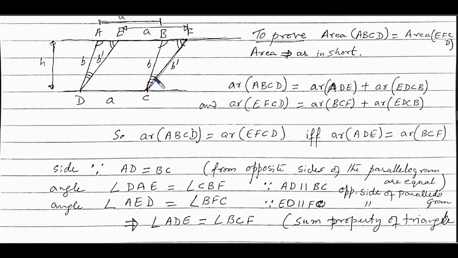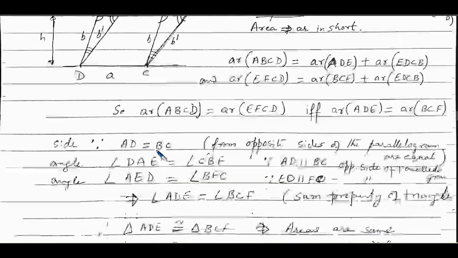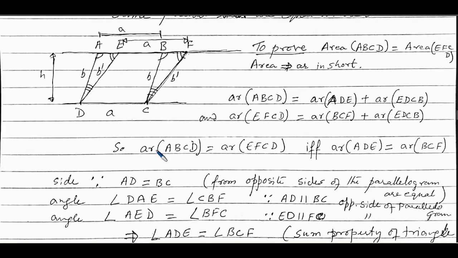So from side, angle, side, these two triangles are the same. So one can show that these two triangles are congruent. Since these two triangles are the same, this area plus this area will be the same as this, because this is common, plus this area. So here is what I have written. How do you show that? I have shown that AD is equal to BC, because opposite sides of a parallelogram are equal. So this is a parallelogram, they are equal.